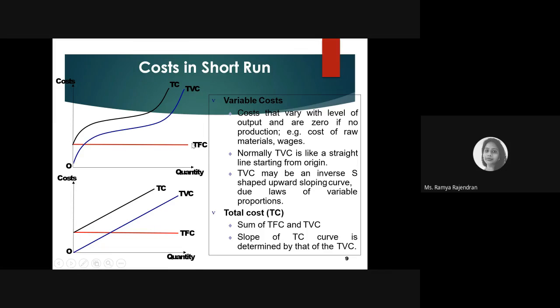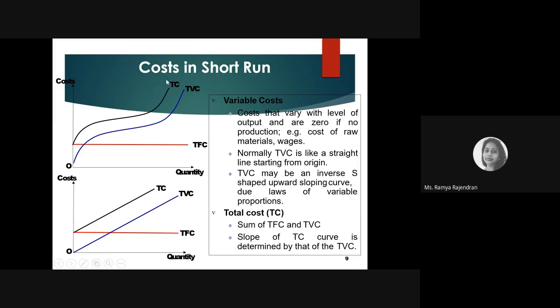Imagine I'm building a factory. I'm buying land for the first time, maybe I'm going to use it for the next 5 years. I spent 1 crore. So this is my fixed cost. It's going to remain for a period of time. And my total cost is increasing. It's kind of an S-shaped curve.